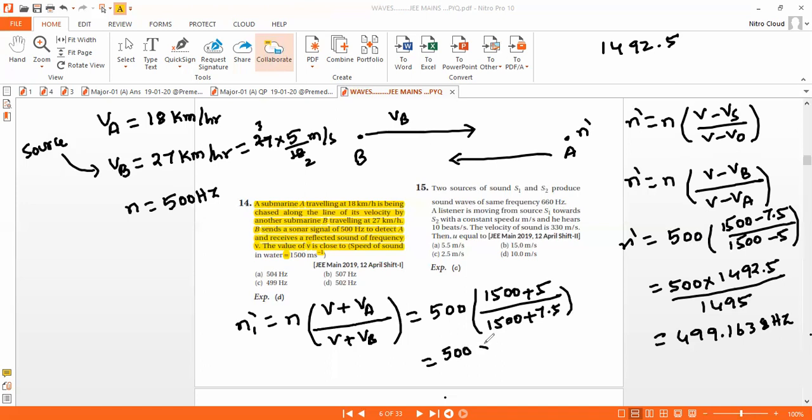500 multiplied by 1505 by 1507.5. 1505 multiplied by 500 is 752,500, divided by 1507.5.